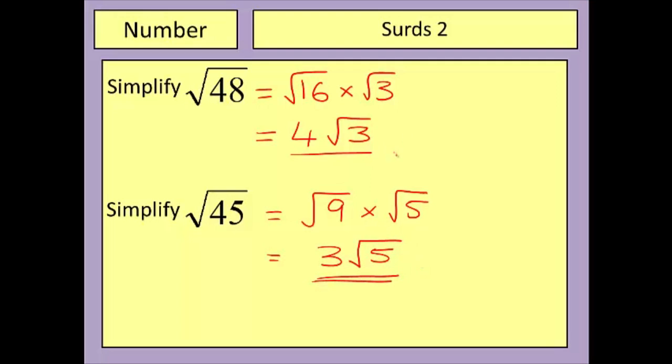A little tip here. Notice how I could have broken these up into different factors. For example, the square root of 48, I could have made it up from the square root of 24 times the square root of 2. But that's no good to me because neither 24 nor 2 are square numbers which I can simplify down like this one. I chose the square root of 16 for a reason, because I know the square root of 16 is 4. Similarly, in the second example, I chose the square root of 9 because I know what that is. That's 3.